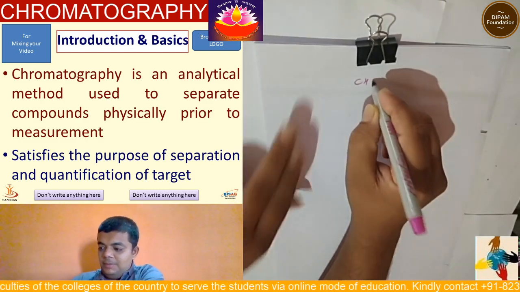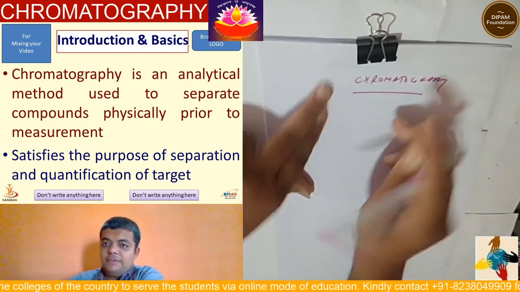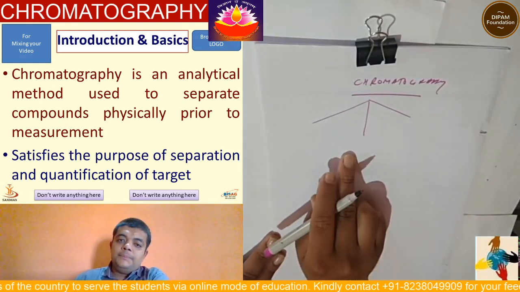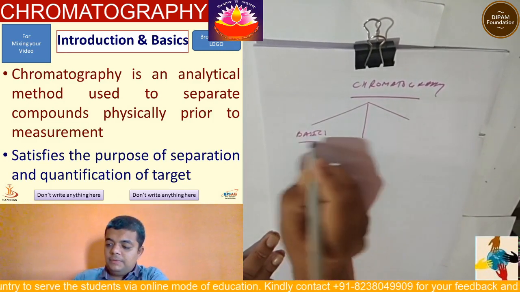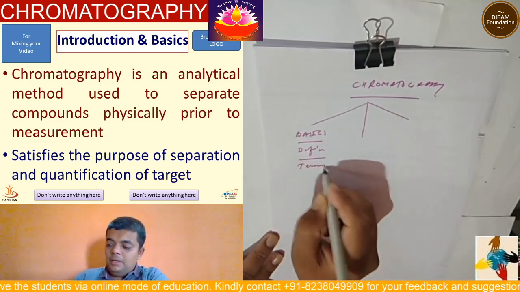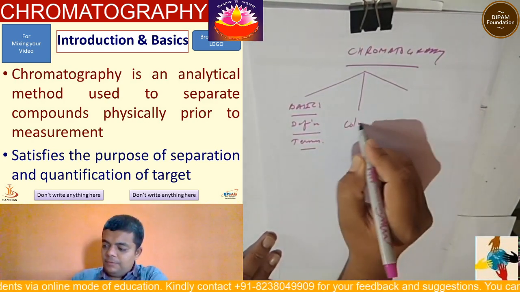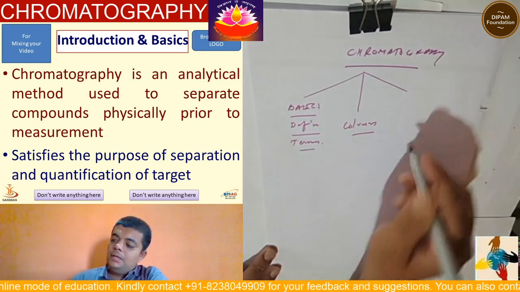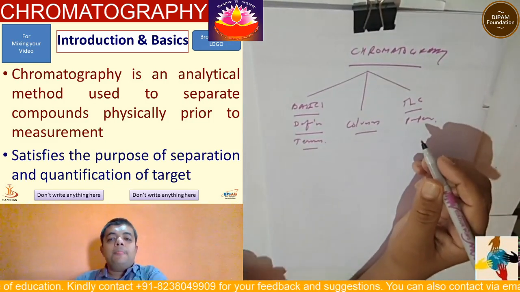So we are coming up with chromatography this time. When we discuss chromatography, we'll be dealing with three things today. One of which will be the basics, the definition, and the terms involved. Not much, but a little bit of column chromatography and most of its explanation, followed by thin layer chromatography and paper chromatography.